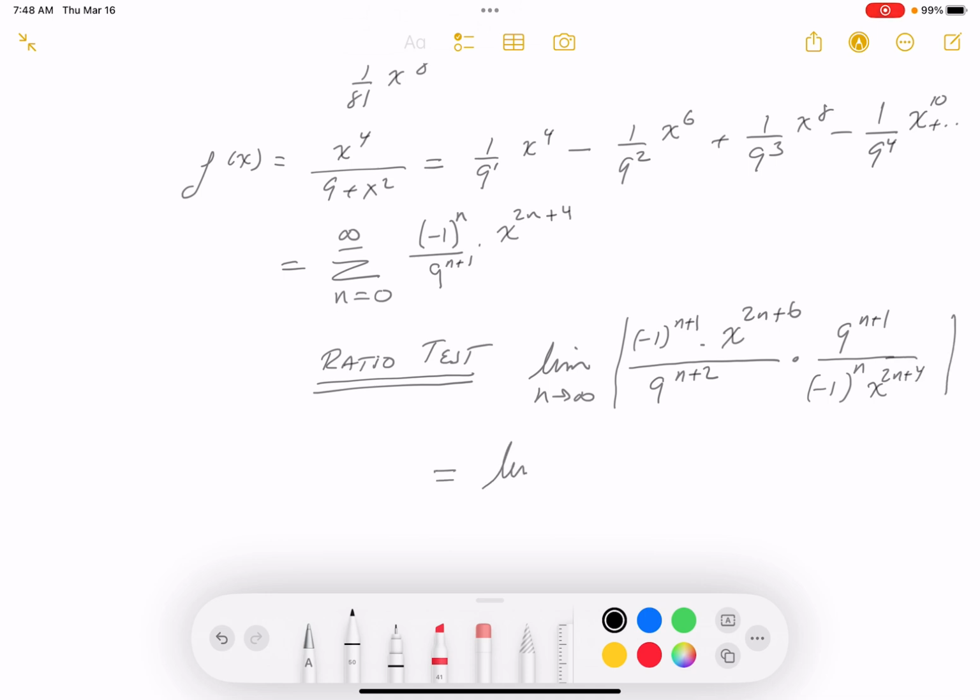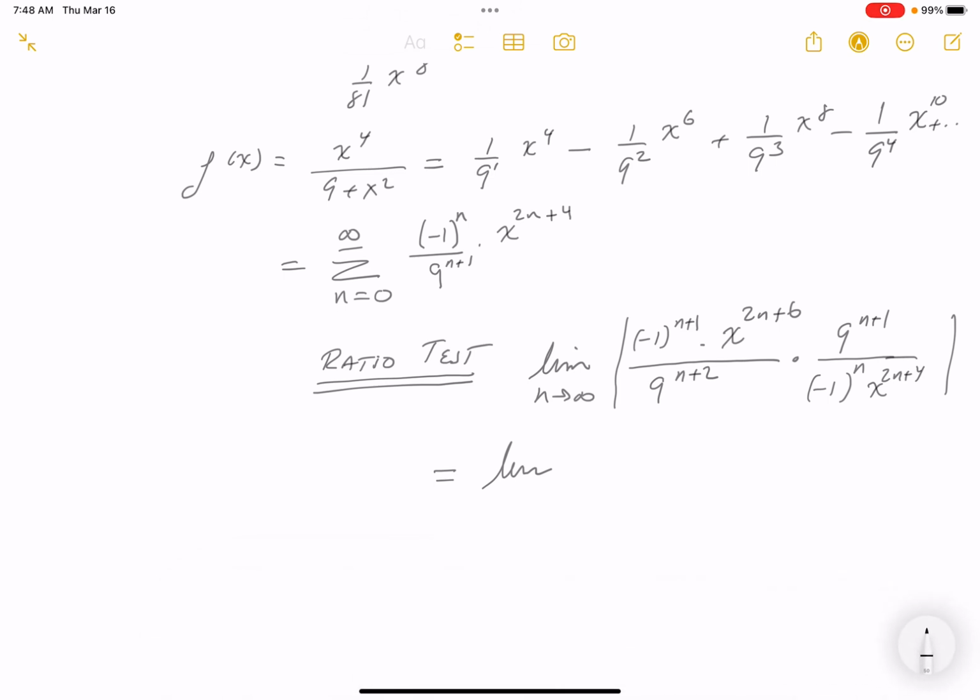That's the limit as n goes to infinity. Noticing the minus ones, the absolute values of those are just 1. If you wrote it down, it's really minus 1 to the 1, which is minus 1, but the absolute value is 1. Now let's look at the x's next.